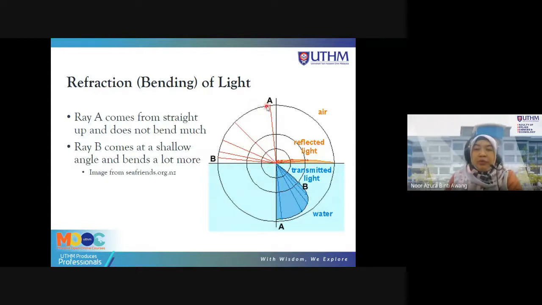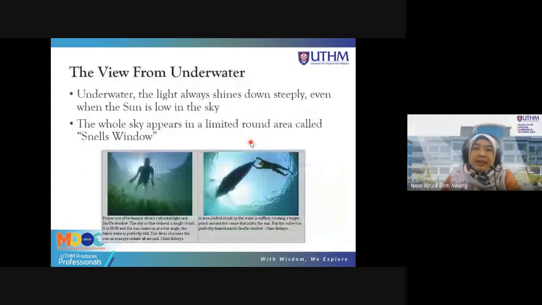And when we move to B, at the same time, you can find that total internal reflection will occur. So this is the theory of how the fiber optic came about. This is the view from underwater, where the light always shines down steeply even when the sun is low in the sky. So this is how we understand reflection and transmission of light.